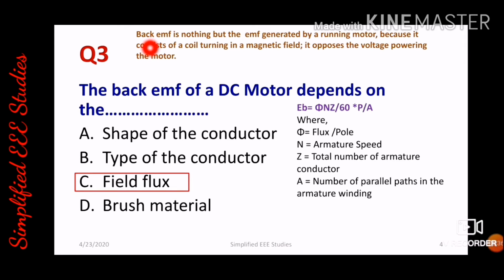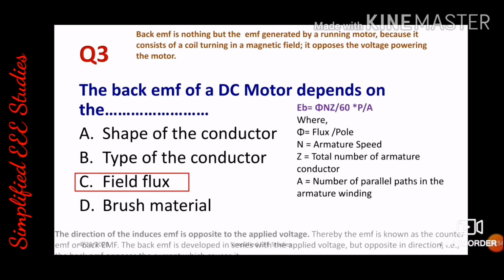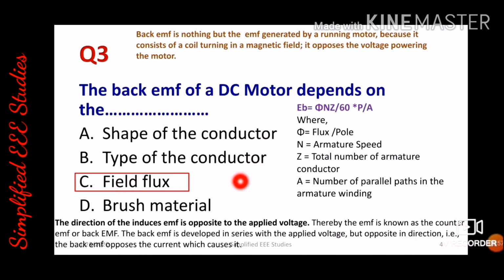This back EMF will oppose the armature current. Both armature current and the back EMF are entirely opposing. The back EMF maintains the motor as a self-regulating machine. That's a peculiarity of back EMF. The direction of the induced EMF is opposite to the applied voltage. I mean, it obeys Lenz's rule. I think you must have heard about Lenz's rule in electromagnetic induction. Whenever you write the EMF equation, E is equal to minus N into d phi by dt, that minus is due to the principle of Lenz's rule. Thereby, the EMF is known as counter EMF or back EMF.